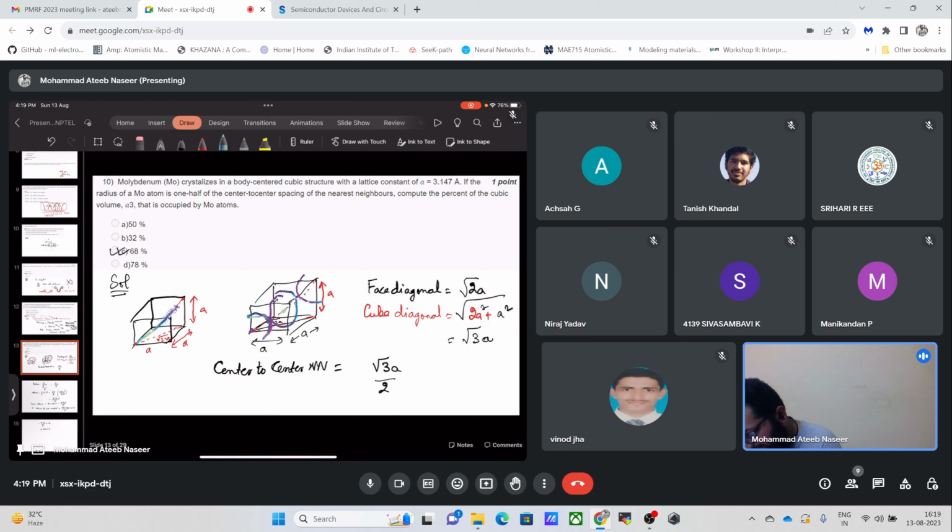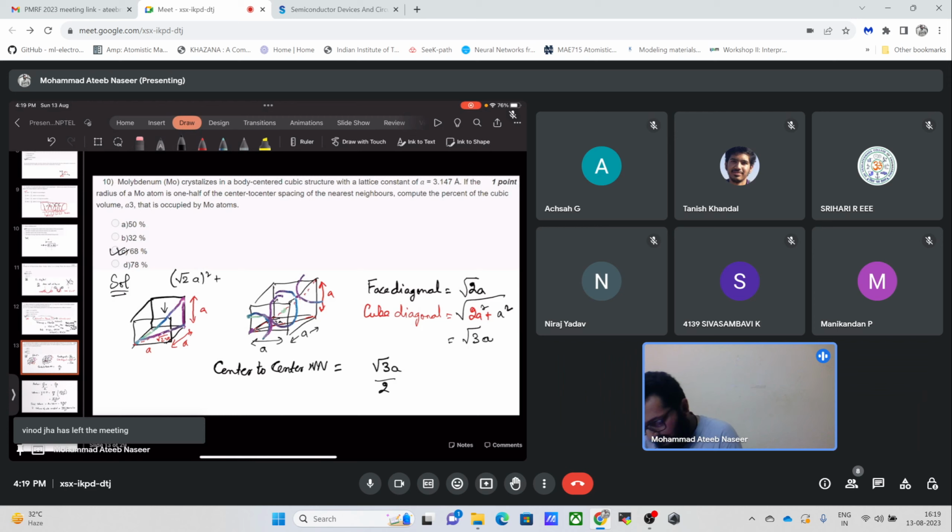Consider this as a plane. If I consider this thing as a plane, then for this body diagonal, this hypotenuse, which is the body diagonal, is simply equal to the square root of (root 2 a) whole square plus a whole square. So it would be simply root 3a.